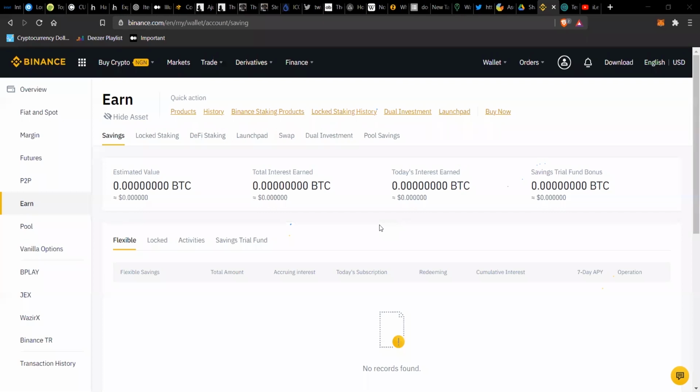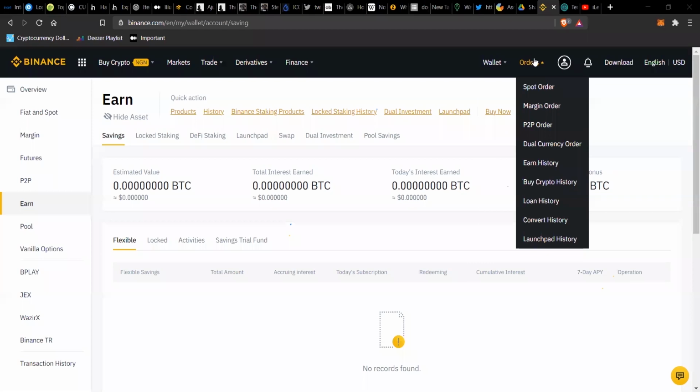Okay, so I'm moving on. So here we have, like I explained earlier, fiat and spot. We have margin and futures. We have peer-to-peer exchange, then pool, the vanilla options. Now, starting off, you won't need any of this yet. You won't be needing any of this for a really, really long time. And then transaction history is just if you want to check your recent transactions you've done on Binance, your buy and sell, and all of that. So I'm moving on from here.